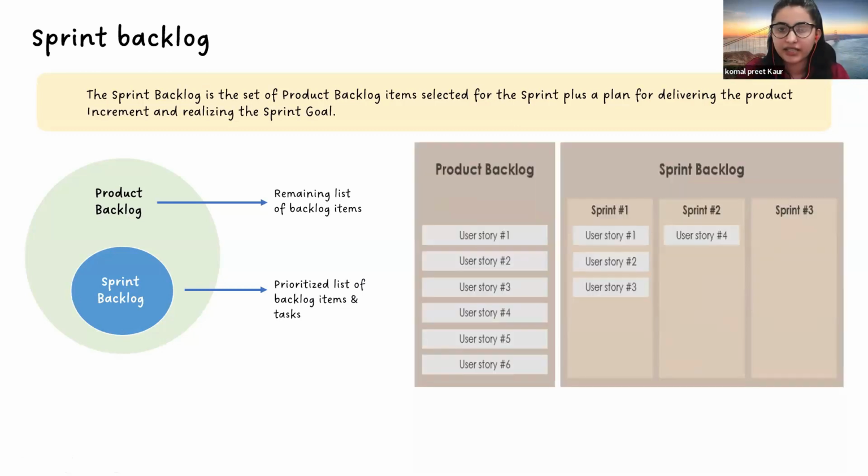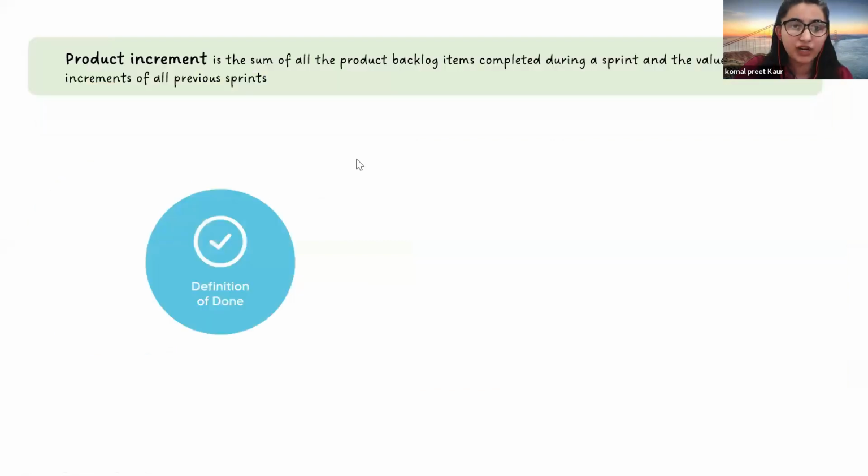And again, this diagram shows you the same view, but in a different context. You can see user story 1, 2, 3, 4. These are all features that we want to develop. In the sprint backlog, we'll be defining sprint 1, sprint 2, sprint 3. In sprint 1, we'll be covering which features. Okay. Next comes the product increment.